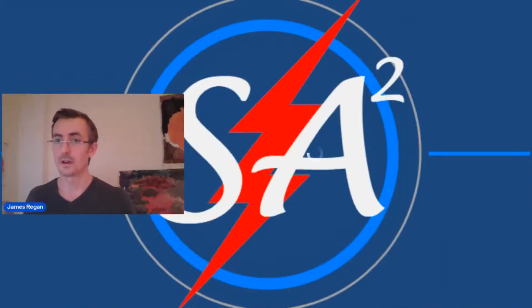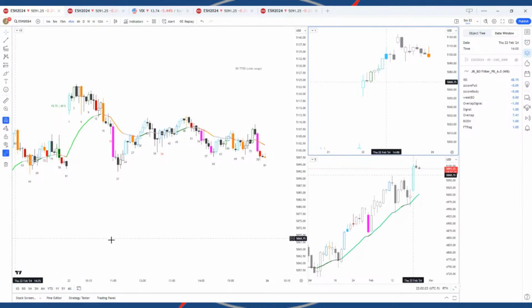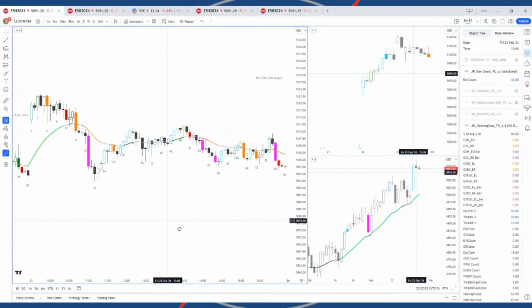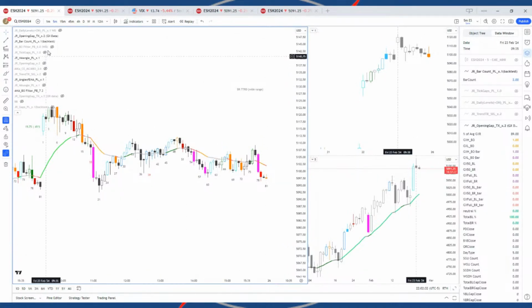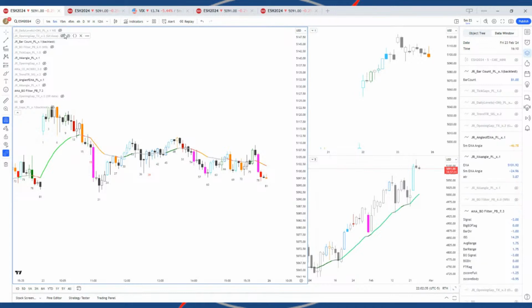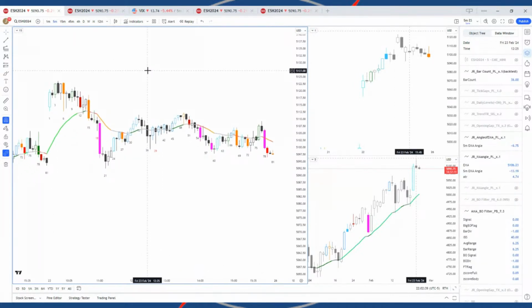So let me share my screen. All right, here we are. This is Friday's trade. This is the day type algorithm you see here, which we do not need right now, so we can turn this off.